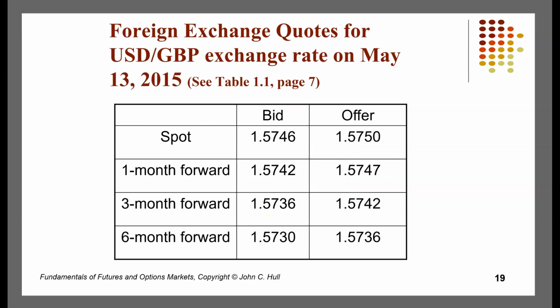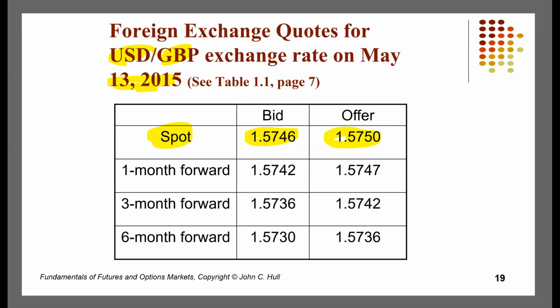Now this is an example of quotes for different maturity contracts, and this is for foreign exchange. So what we're working with is US dollars and Great British Pounds, and these are the values back in 2015. On the spot market, remember, what we have is an immediate transaction, right? So for an immediate transaction, a market maker is willing to pay $1.5746 per British pound, and he is willing to accept $1.5750 for one British pound.